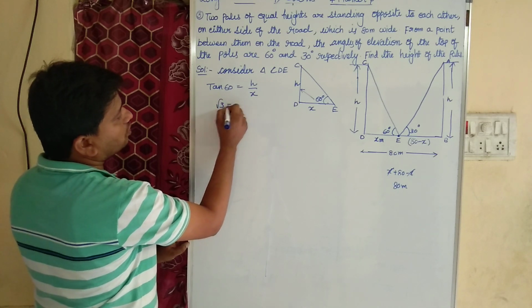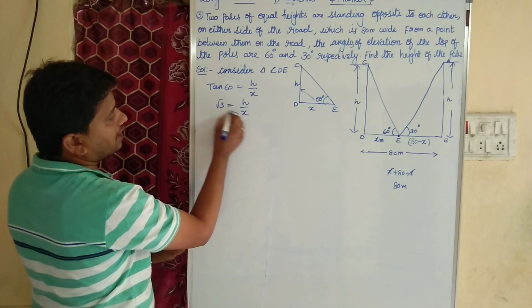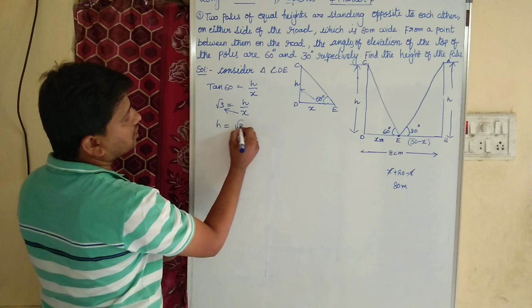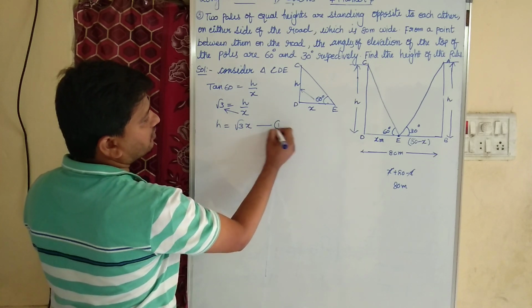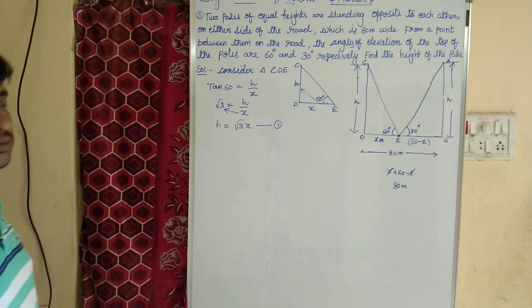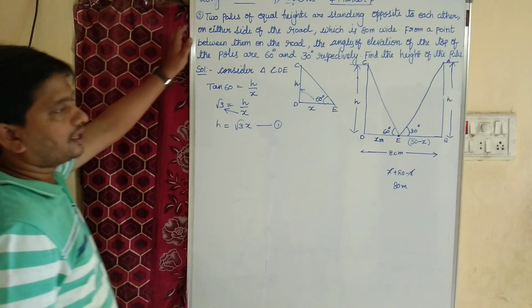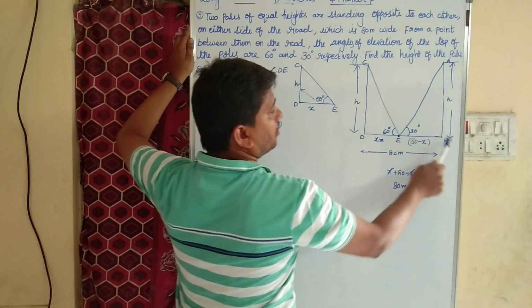So tan 60 is root 3. Root 3 equals h by x. Cross multiplication, h is equal to root 3 into x, which is our equation number 1. Now let us consider triangle ABE.